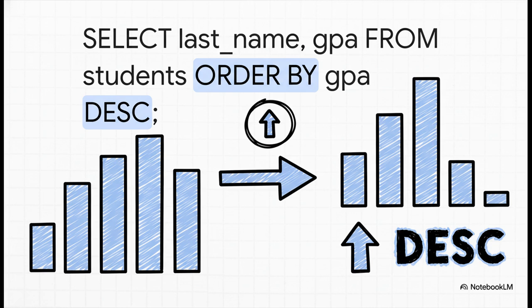Now, by default, it sorts in ascending order. So, A to Z, or lowest number to highest. But what if we want to see the top performers? We just add the keyword DESC for descending, and it flips the whole thing around.